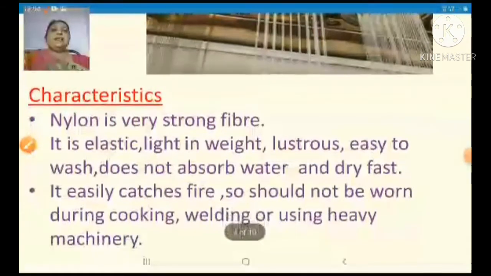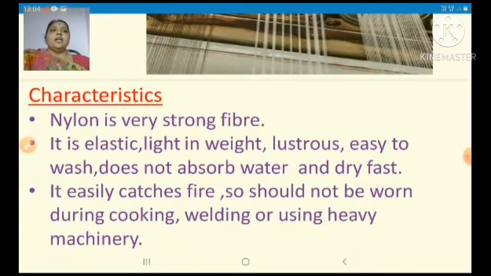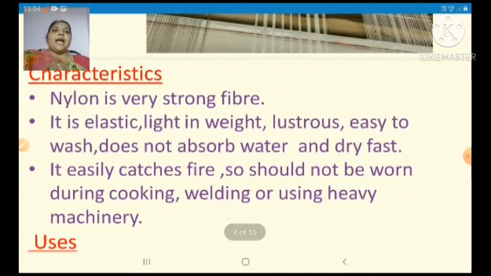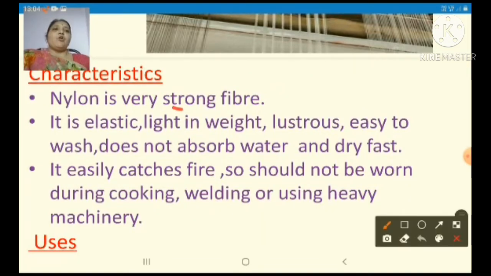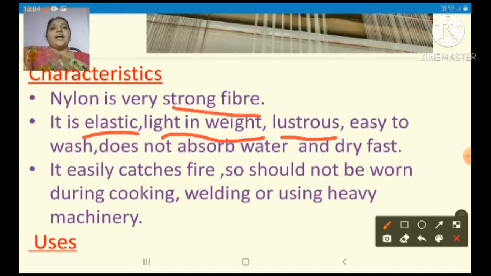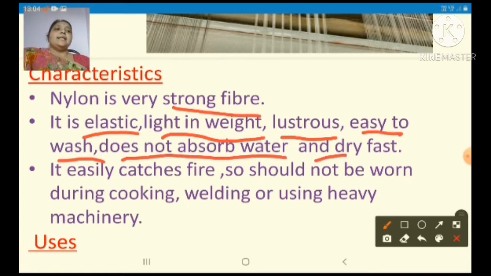Now we'll see the characteristics of nylon fiber. Nylon is a very strong fiber. It is elastic in nature. It is light in weight and lustrous. Lustrous means it is shiny in nature. It is easy to wash, does not absorb water, and dries fast. So these are the characteristics of nylon.